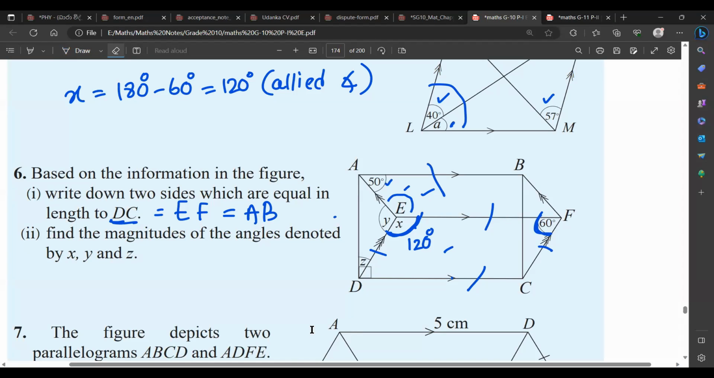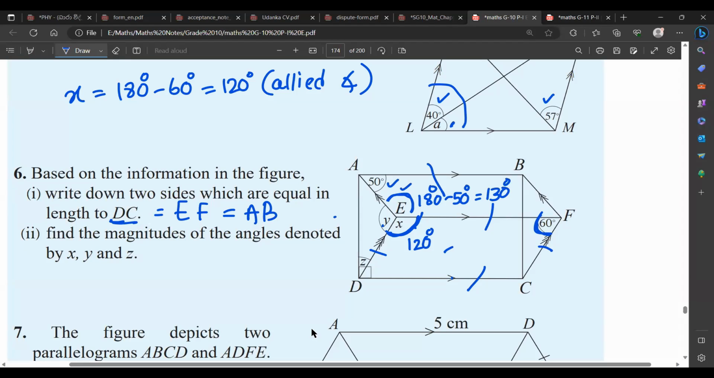So, this E should be what? It should be, tell me, this E should be 180 minus this one, 50. It should be 130, no? Yes, sir. 130 because these two are aligned. Okay. This is 120. So you can find Y.